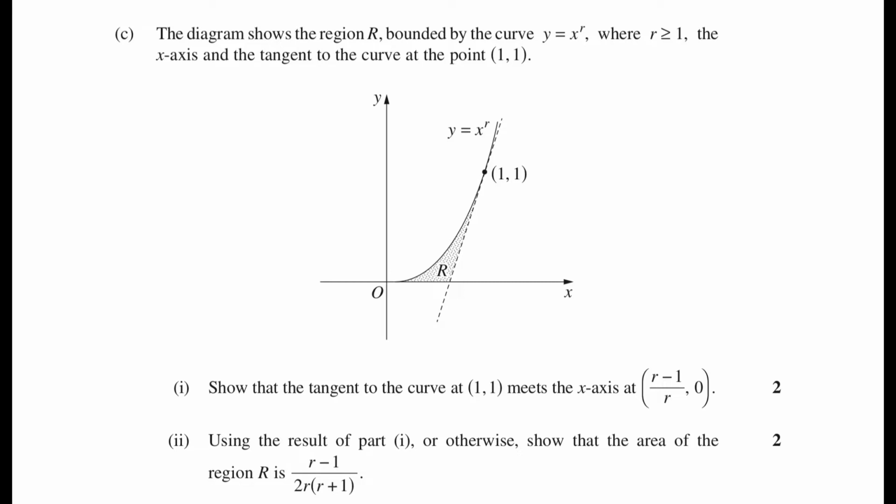Part 1 of the question says, show that the tangent to the curve at 1, 1 meets the x-axis at the coordinates (r minus 1) on r, comma 0. And then part 2 says, using the result from part 1 or otherwise, show that the area of the region capital R is (r minus 1) on 2r(r plus 1). The approach I'm going to take will use that result from part 1, so I'm not going to be in the "or otherwise" territory. I'm just going to follow the scaffolding that the question writer has given us.